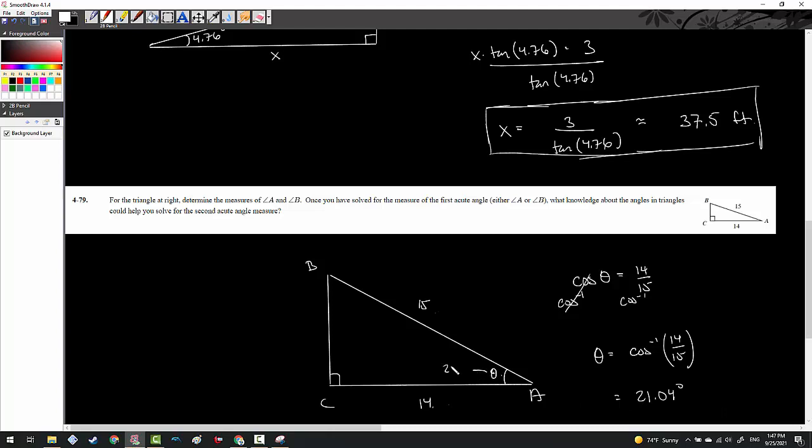And so with this angle being 21.04, now I can go ahead and use my triangle angle sum theorem to say that this angle is going to be 180 minus 21.04 minus another 90, which ends up making it 68.96 degrees. So again, the whole point of this is knowing how to use your trig functions to solve for angles. I'll be back with the next problem.